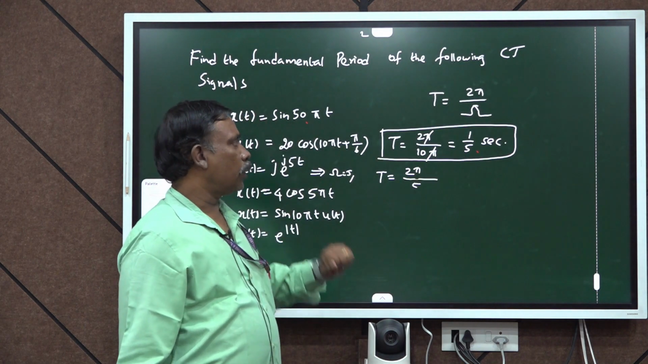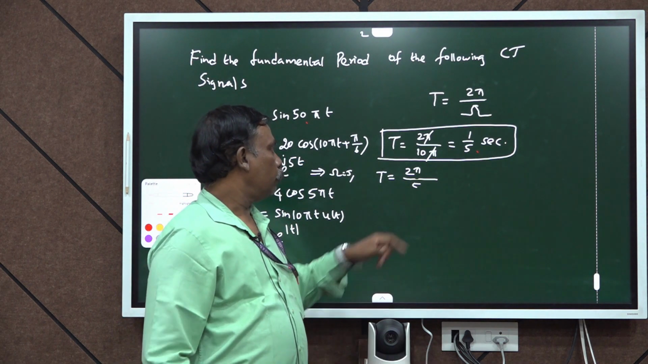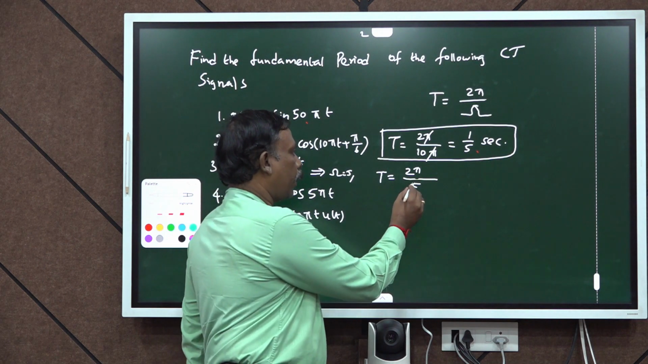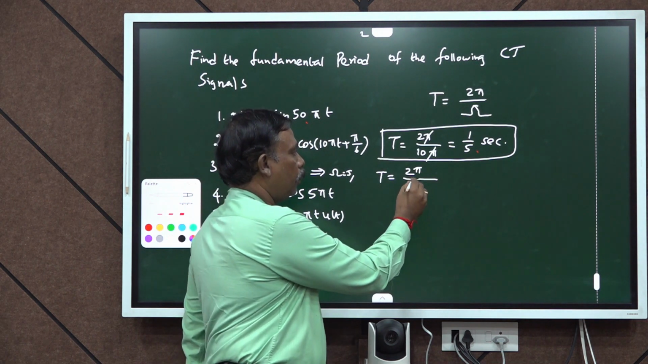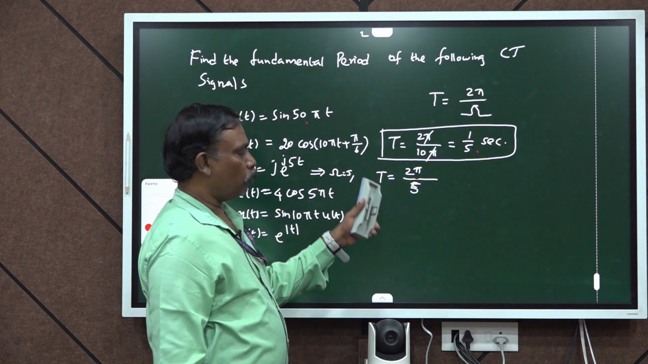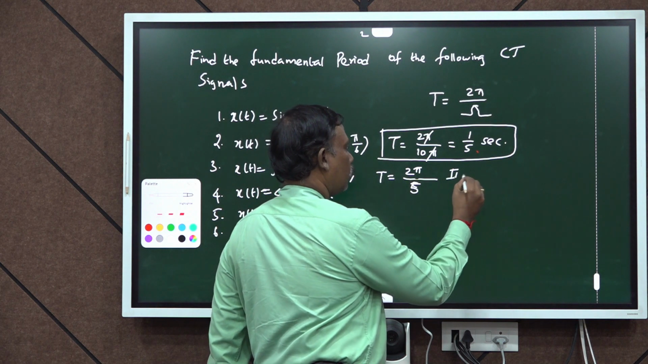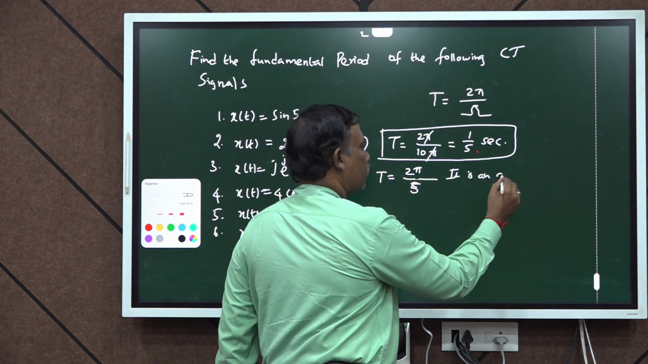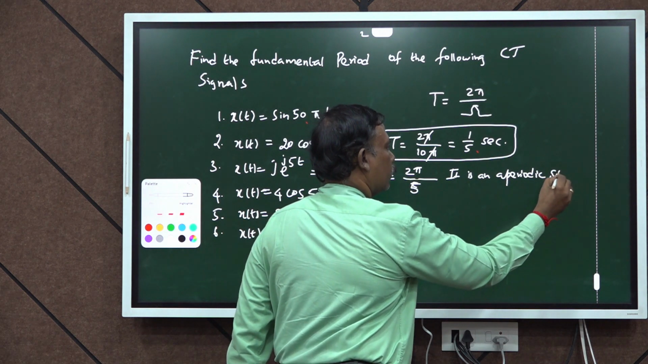In the first problem also we saw that the answer is a rational number only, but here you see that the answer contains pi, pi is one part of the answer. So it is an aperiodic signal. It is an aperiodic signal.